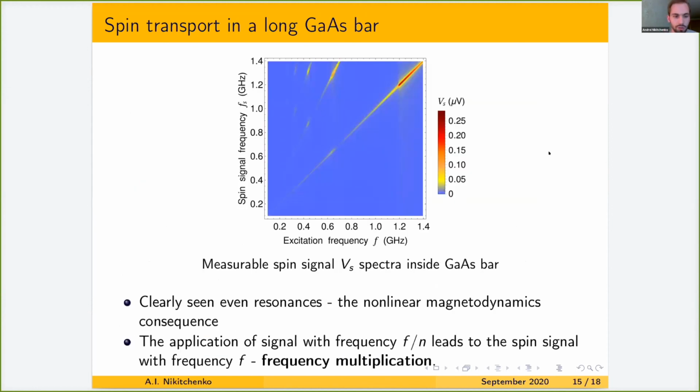In the last part, we used the derived analytical solution to calculate the spin signal spectra in a gallium arsenide bar. Here one can see some bright lines which correspond to peaks in the frequency characteristics. For example, the brightest line is the main peak. We see that the excitation frequency matches the response frequency. But there are at least 3 more bright lines which demonstrate the fascinating ability to multiply the frequency via the structure. For example, the application of microwave voltage of frequency 0.7 gigahertz leads to a 1.4 gigahertz spin signal output. And the amplitude of the output spin signal is high enough for experimental detection. It's about hundreds of nanovolts.